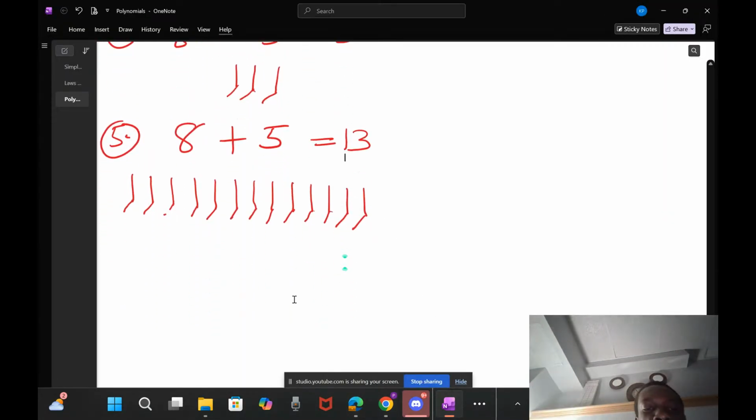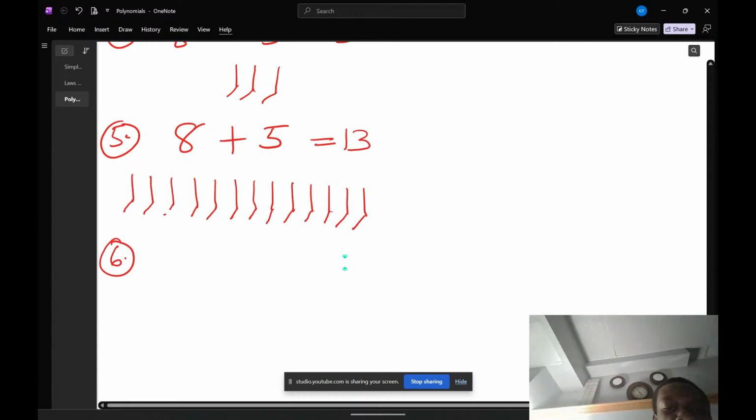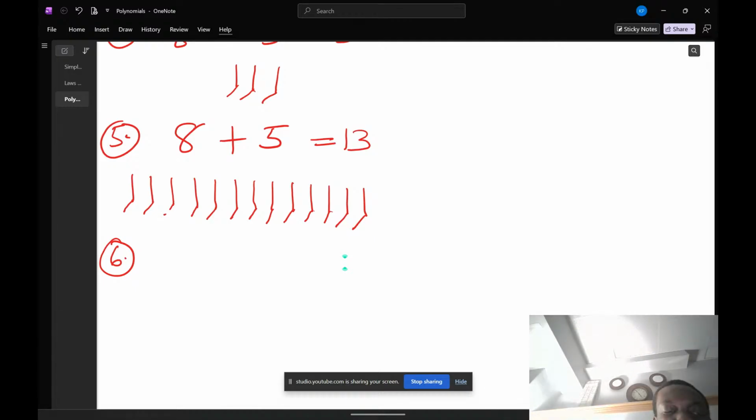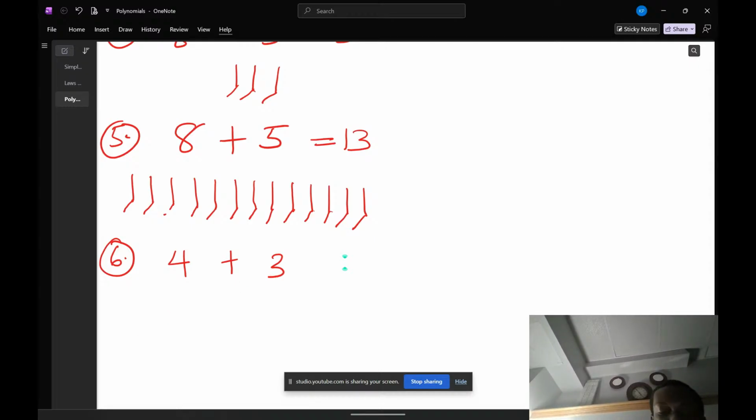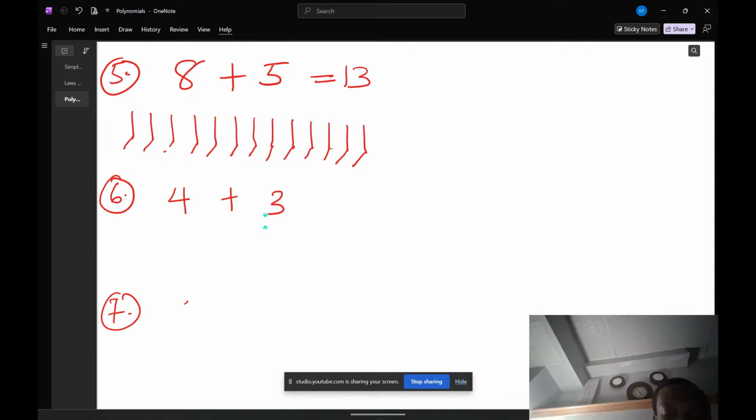So I will do another one now. And I want you guys to follow me. I'm going to do 2 more single digit addition and subtraction, and then I will move to the 2-digit numbers. Okay. So now let's do 4 plus 3. And then number 7, we do 9 minus 4.